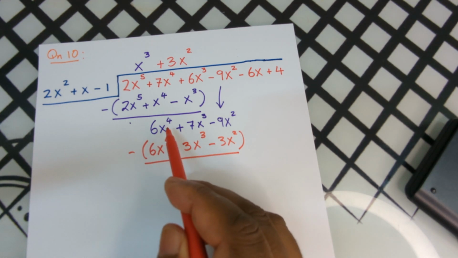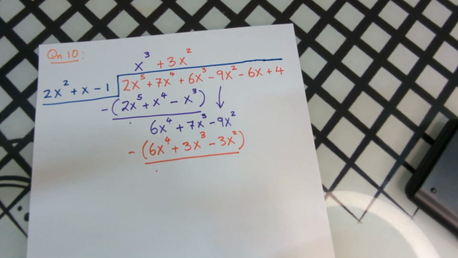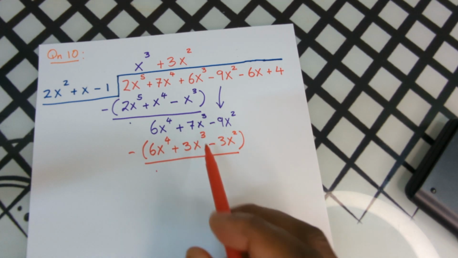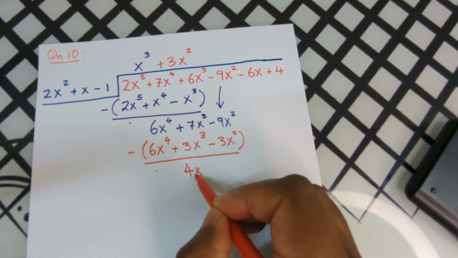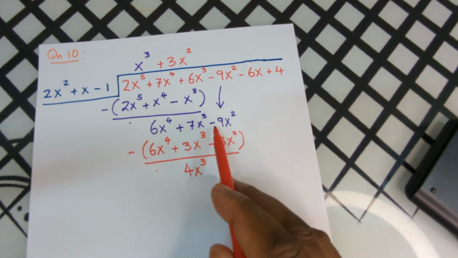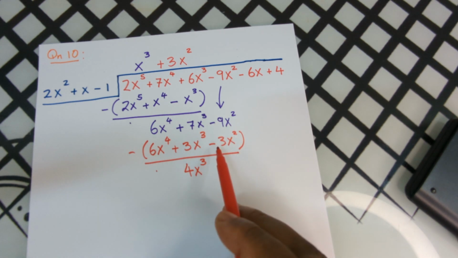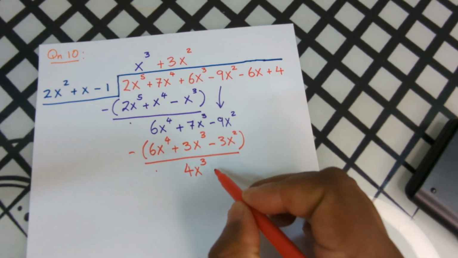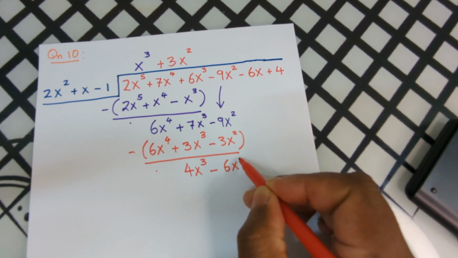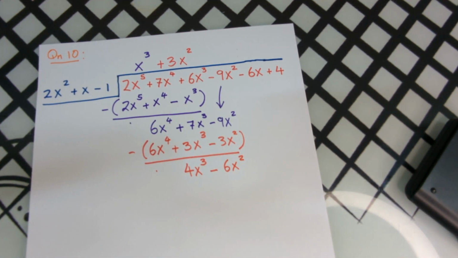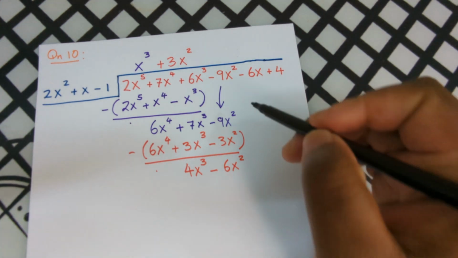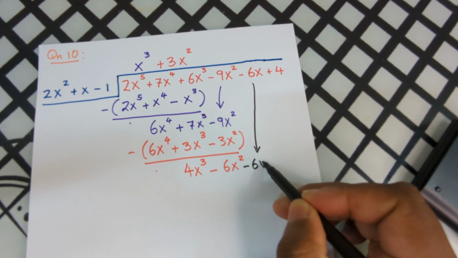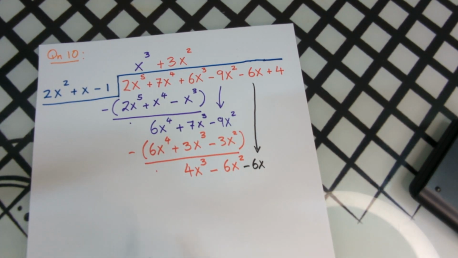Now 6x to the 4 minus 6x to the 4 will give us a 0. 7x to the power 3 minus 3x to the power 3 is 4x to the power 3. And negative 9x squared minus negative 3x squared will be minus 9x squared plus 3x squared, which will be minus 6x to the power 2. And then we'll bring down our next term, which in this case is negative 6x. And we'll repeat the same process again.